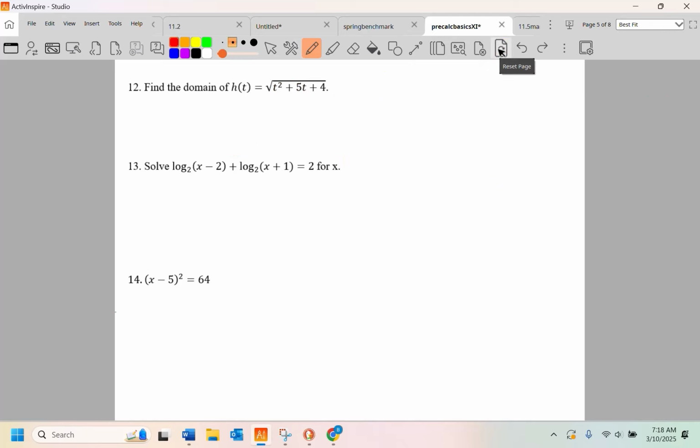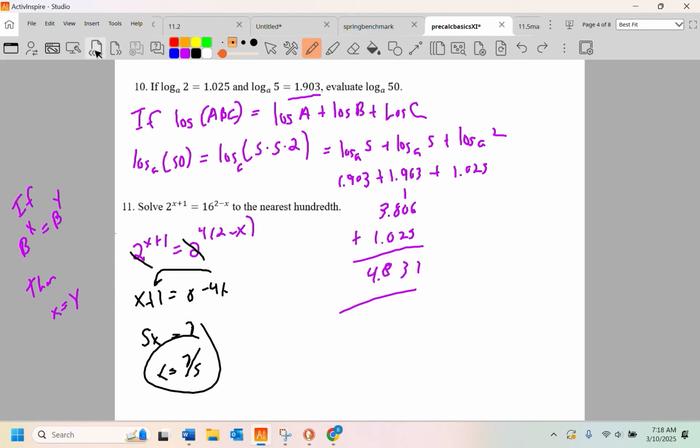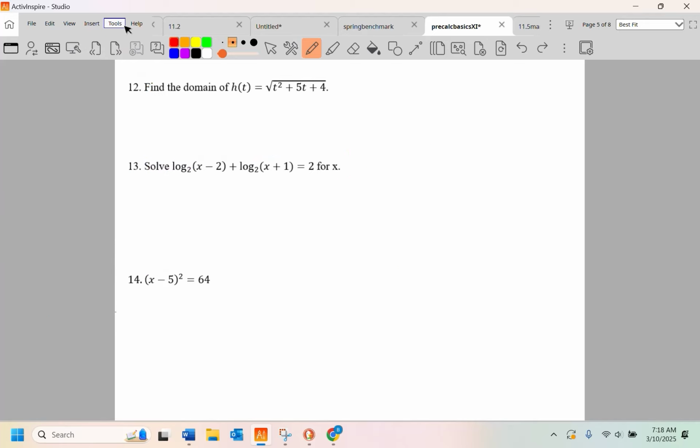All right, so 13 is going to work a lot like that 10. It's just the other way around. Well, actually, no, you're kind of condensing it. So we have a log base 2, and inside that thing is going to be x minus 2 times x plus 1, and it equals 2. We're going to do log as base, argument, exponent. 2 squared must equal this product, which is x squared minus x minus 2.